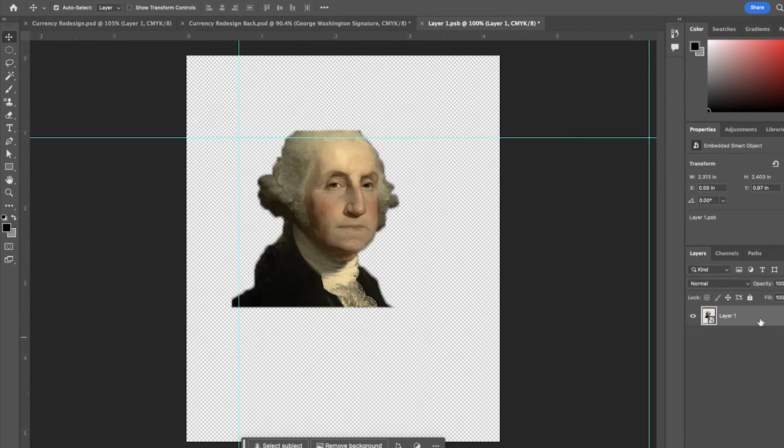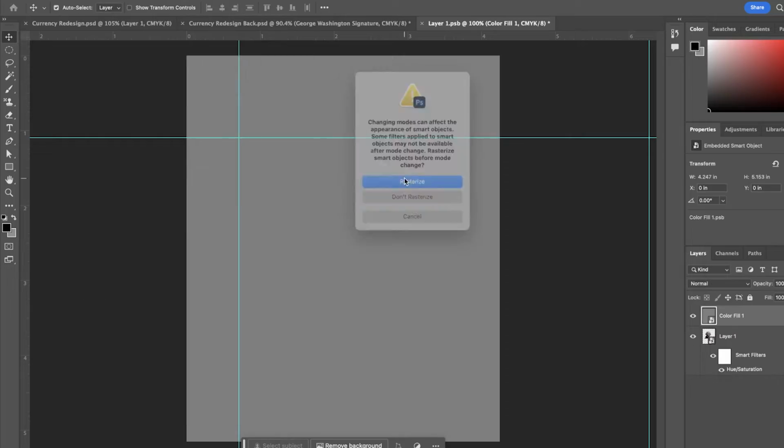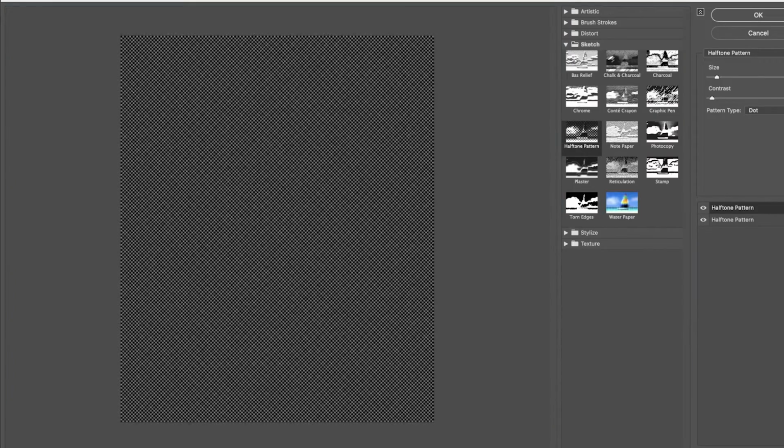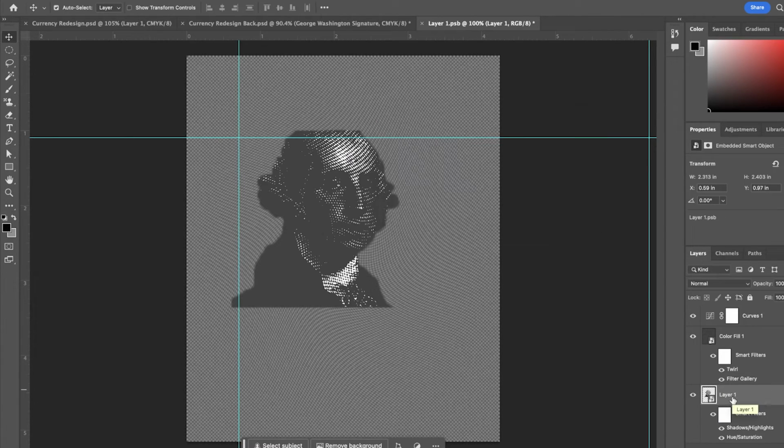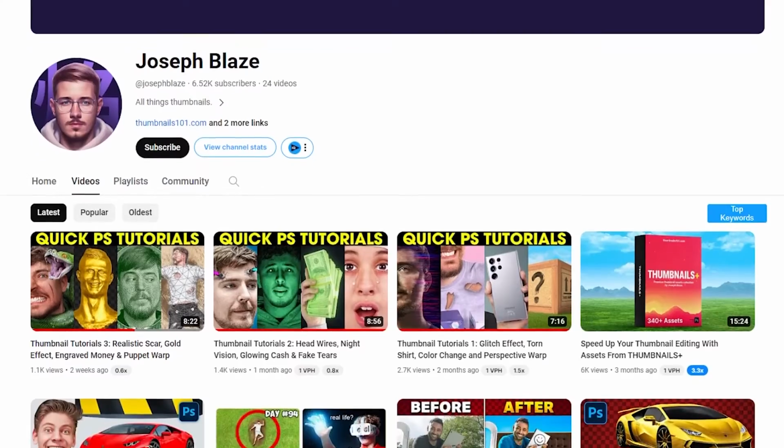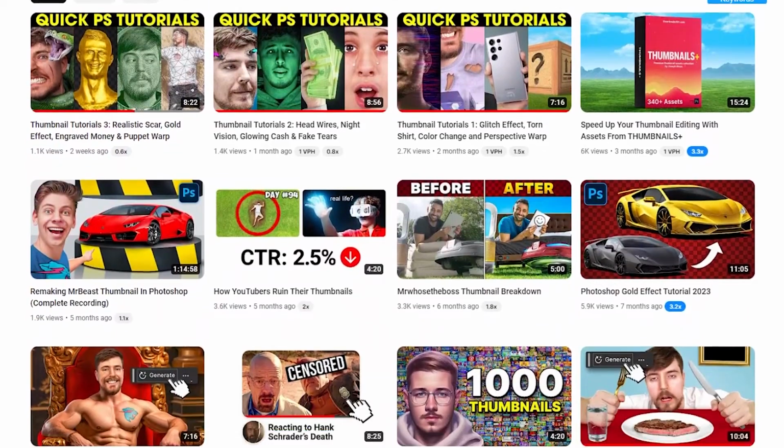Now it came from making the pattern, and this took quite a long time. I'm gonna be honest, I don't know Photoshop to that degree where I could just mess around with the filter gallery and figure out the effect. But thankfully YouTube knows how to do this. So I was looking up tutorials, and Joseph Blaze, he's a crazy good thumbnail designer. Go check him out if you don't know who he is.